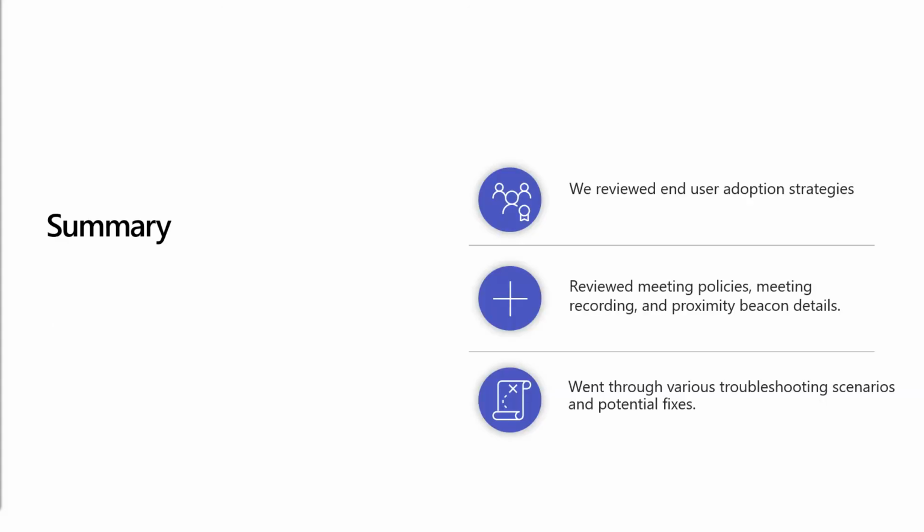In this module, we reviewed end-user adoption strategies and provided links to many resources, as well as examples of in-room signage. We reviewed meeting policies, meeting recording, and proximity beacon details in order to help understand how those work and how those can be applied to Teams meetings. And finally, we went through various troubleshooting scenarios and potential fixes.